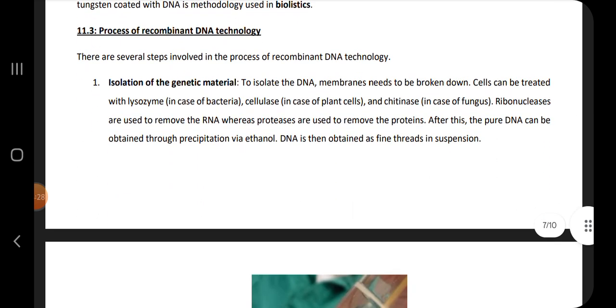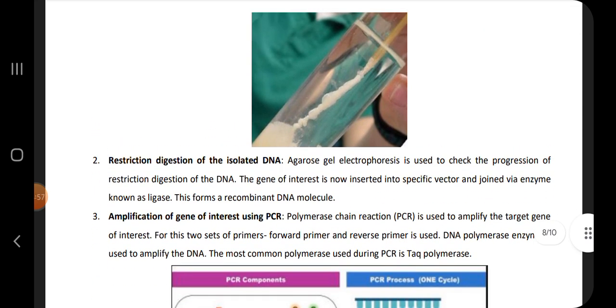Then the process of recombinant DNA technology. Several steps are included. First, isolation of genetic material. To isolate DNA, membranes need to be broken down. Cells can be treated with lysozyme, cellulase and chitinase. Then ribonucleases are used to remove RNA, whereas proteases are used to remove protein. After this, pure DNA is obtained through precipitation with ethanol. Then DNA is obtained as a fine thread in suspension, like this.